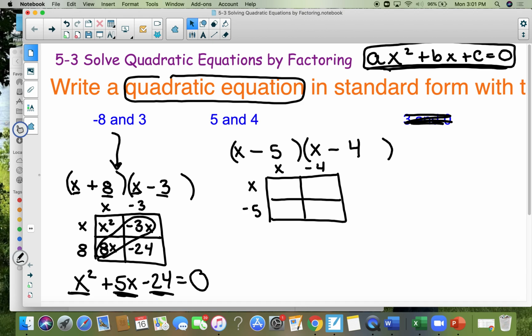And now you're going to multiply. Remember that x times x equals x squared. X times a -4 is a -4x. X times a -5 is a -5x. And the last box is a -4 times a -5, which is a +20. Remember, I'd like you to circle the diagonals. Those two diagonals are similar terms, and they can be put together. The final answer is x squared, a -5x and a -4x makes a -9x plus 20 equals 0.